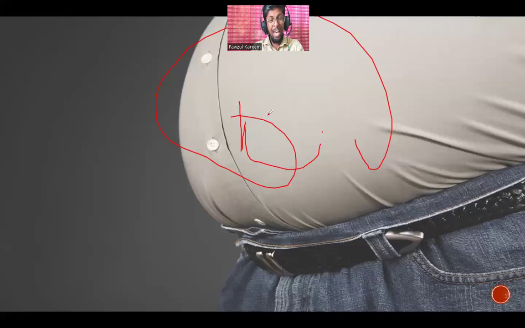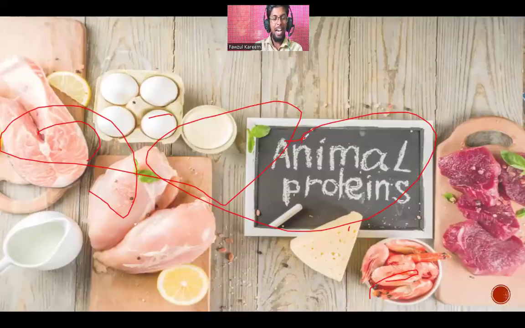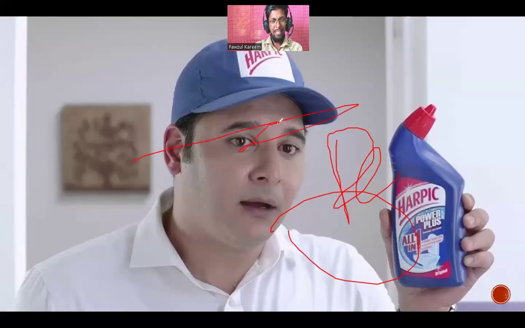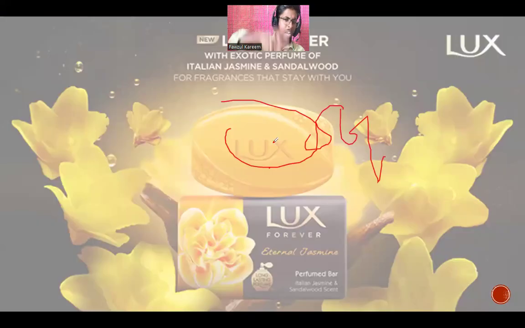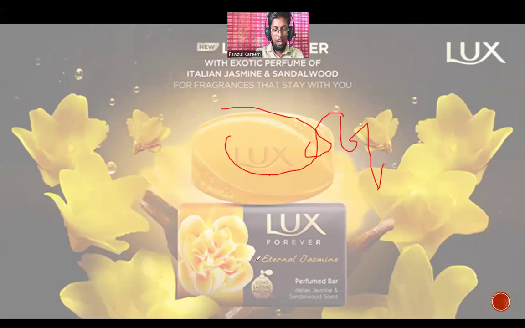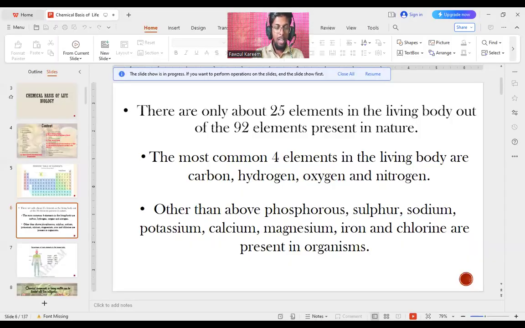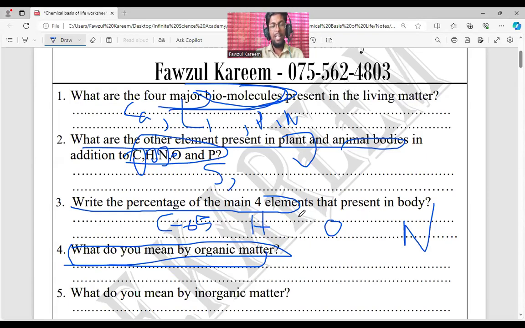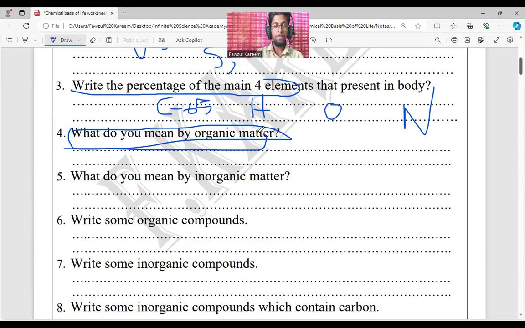Why? Because they have carbon. Lipid has carbon, this has carbon, this has carbon. Each and every organic matter has carbon. So organic matter means the molecule which has carbon.